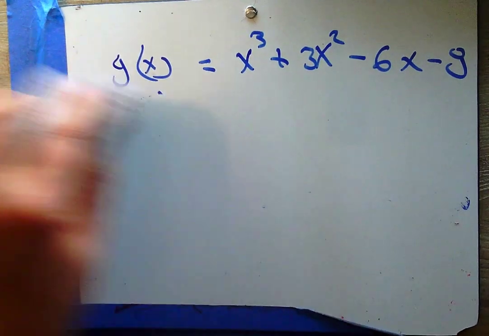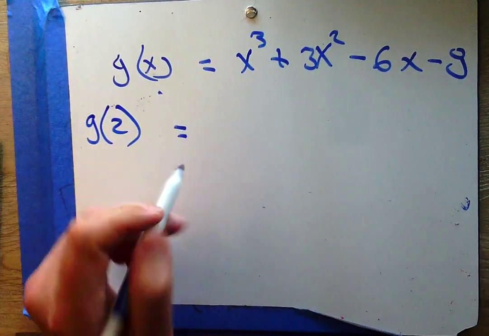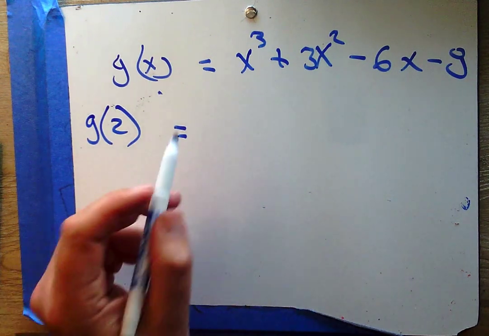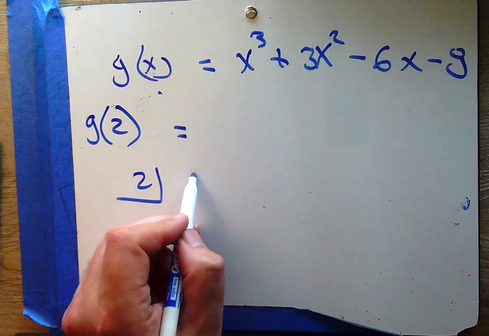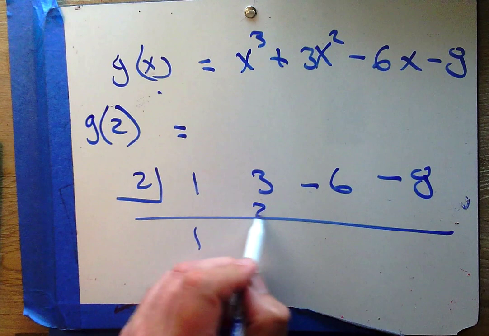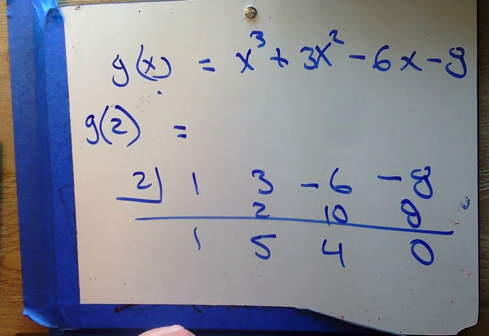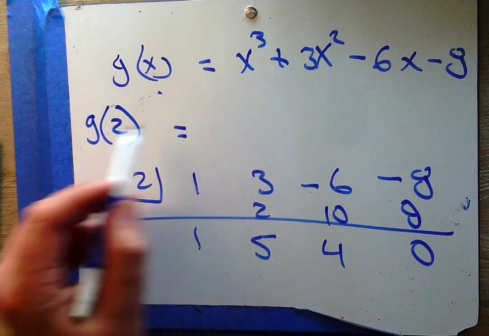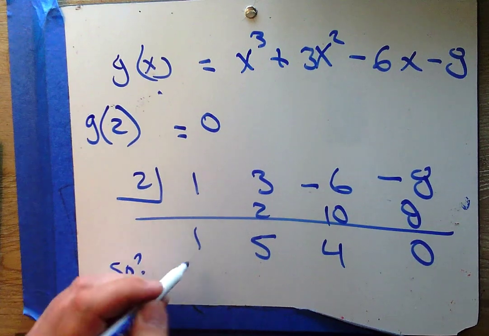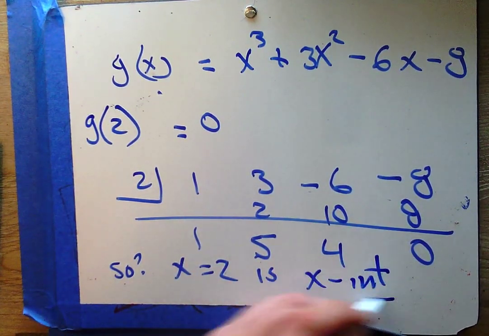Okay, so how about g of 2? Will you find g of 2 for me? Did you get it? Did you say 2, 1, 3, negative 6, negative 8, over 1, 2, 5, 10, 4, 8, 0? Now what can you tell me about g of 2? Well, we know g of 2 is equal to 0, so that's right. x equals 2 is an x-intercept.